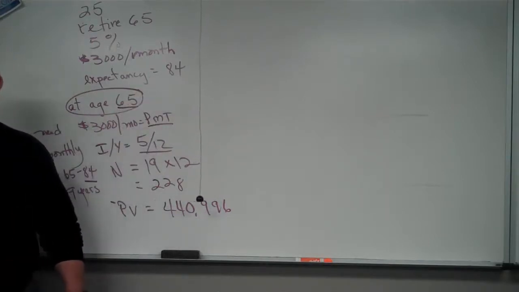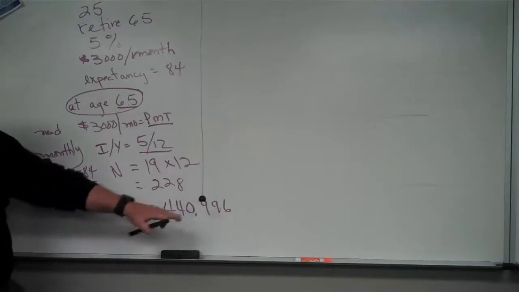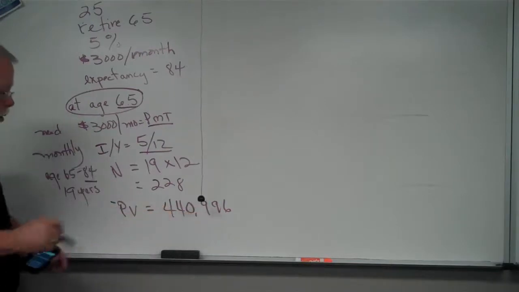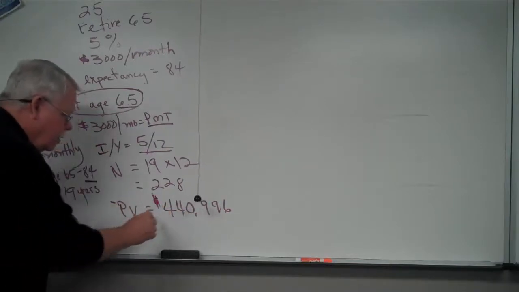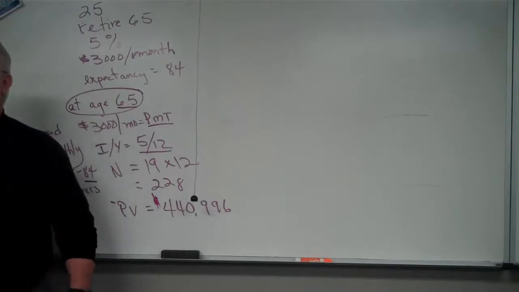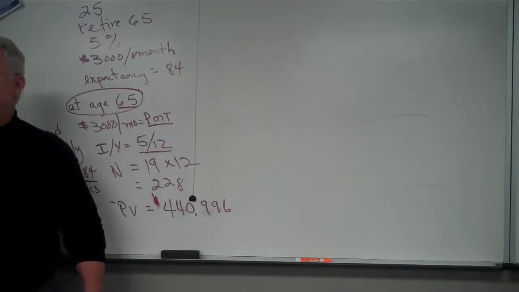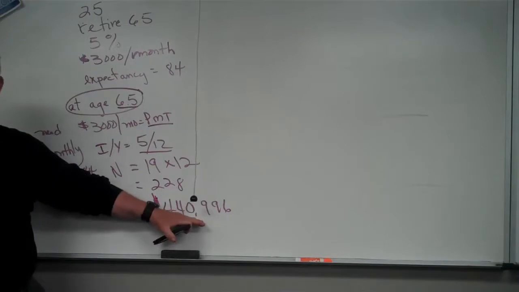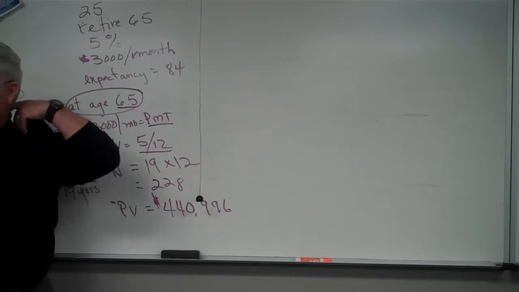So what does this number mean, $440,000? That's how much you have to have the day you retire. That's right. The day I retire, I need this much money in the bank. You okay with that, everybody?